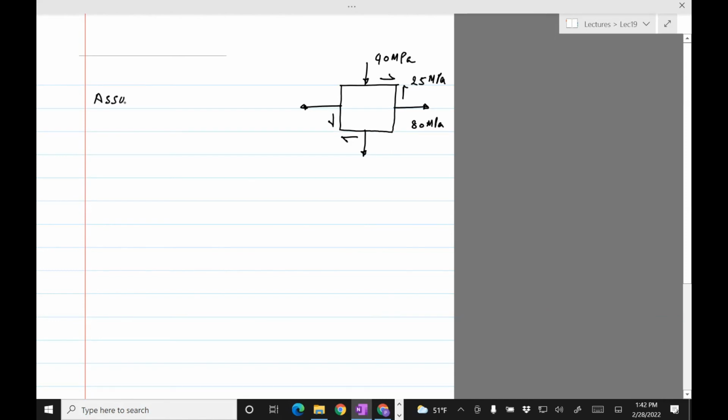So assume, oh yeah, good catch. It should always be, yeah, otherwise it will start moving, right? 25 MPa. This is 80 and 40. Yeah, my bad. 40 MPa.